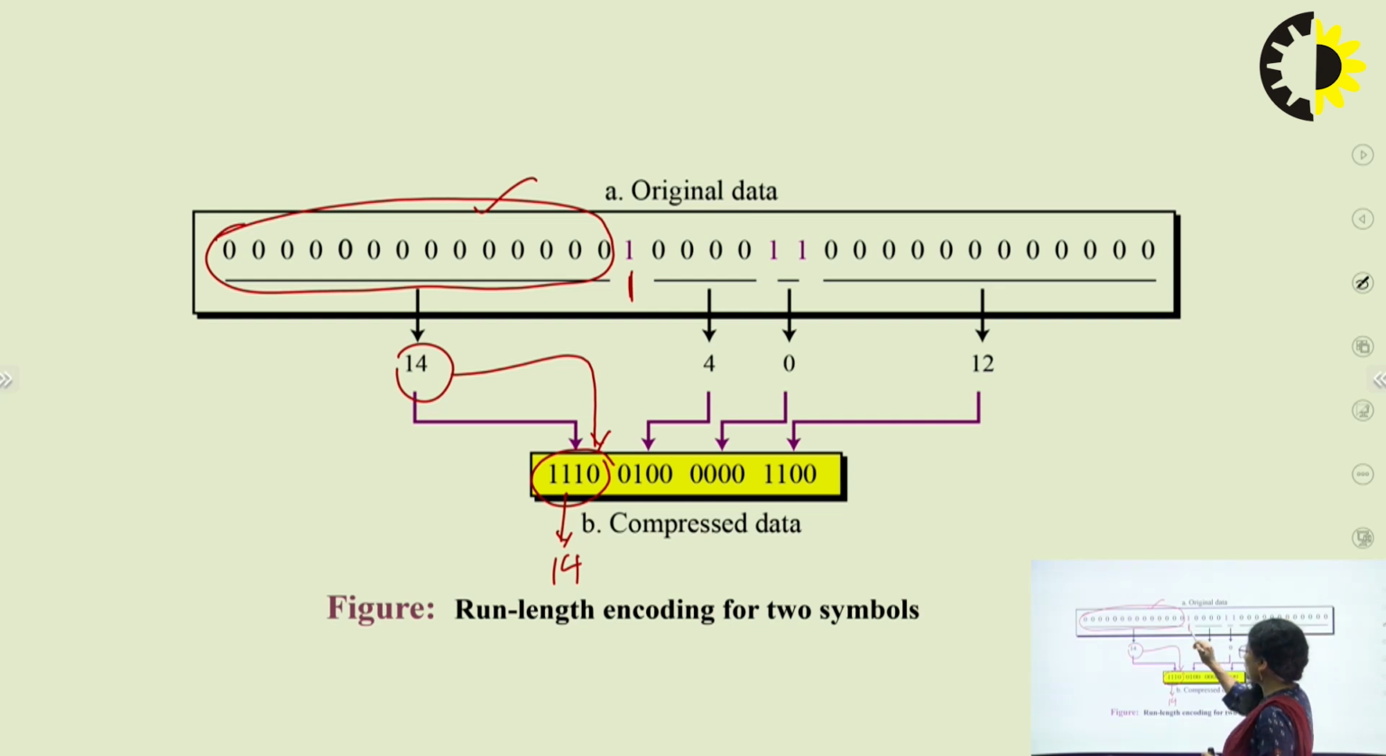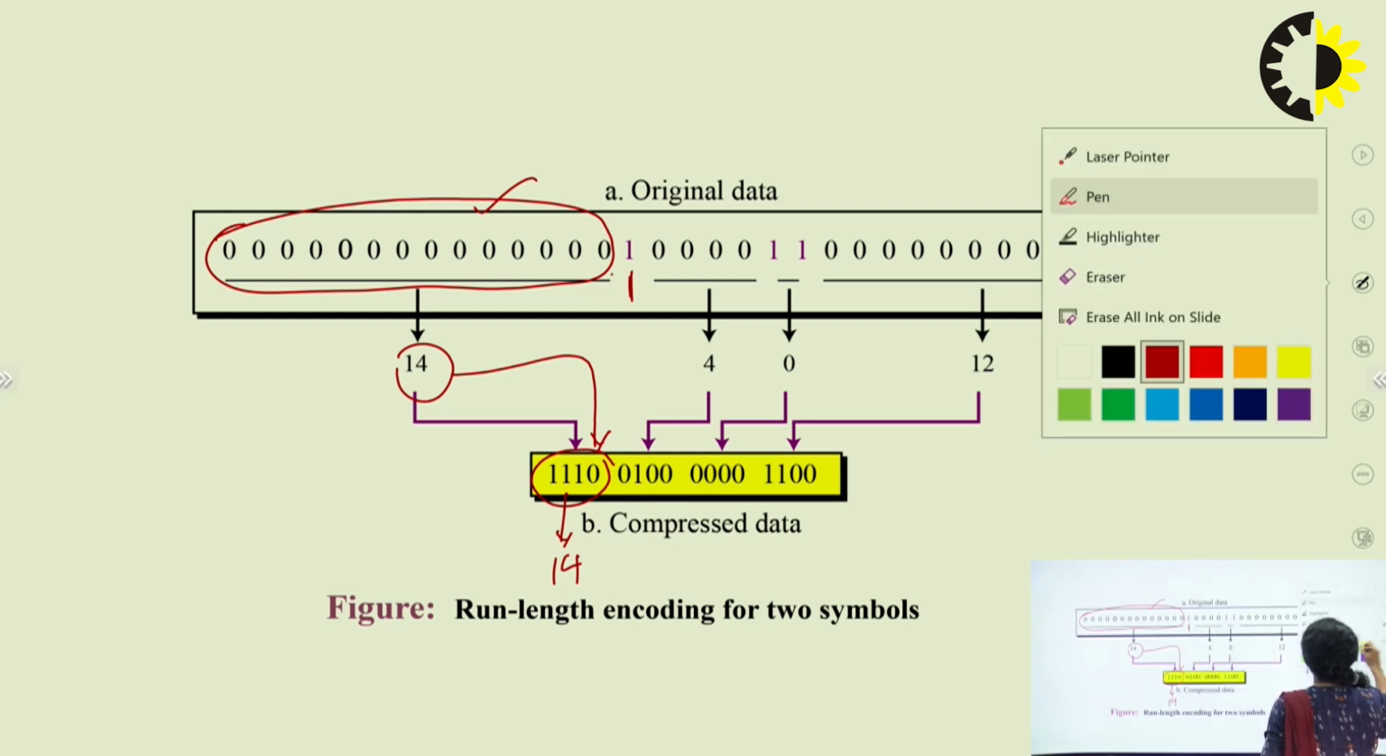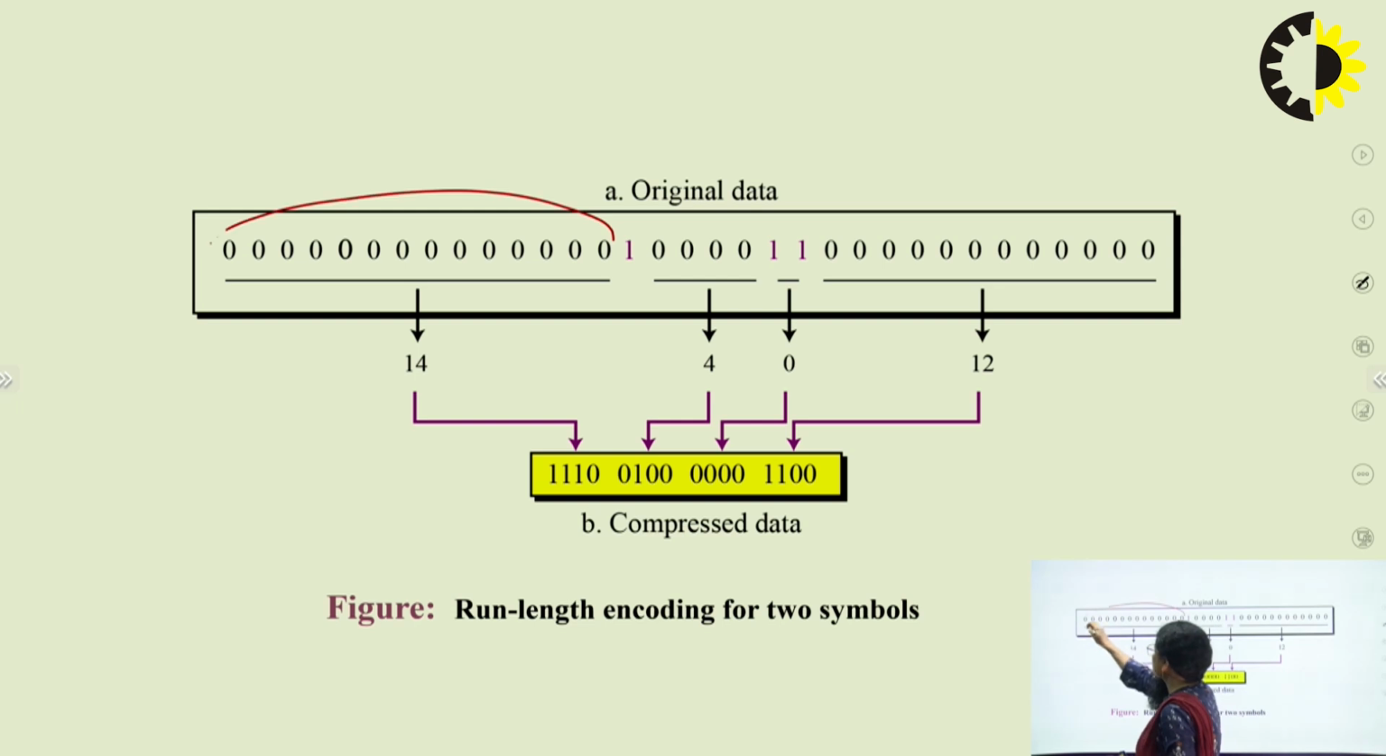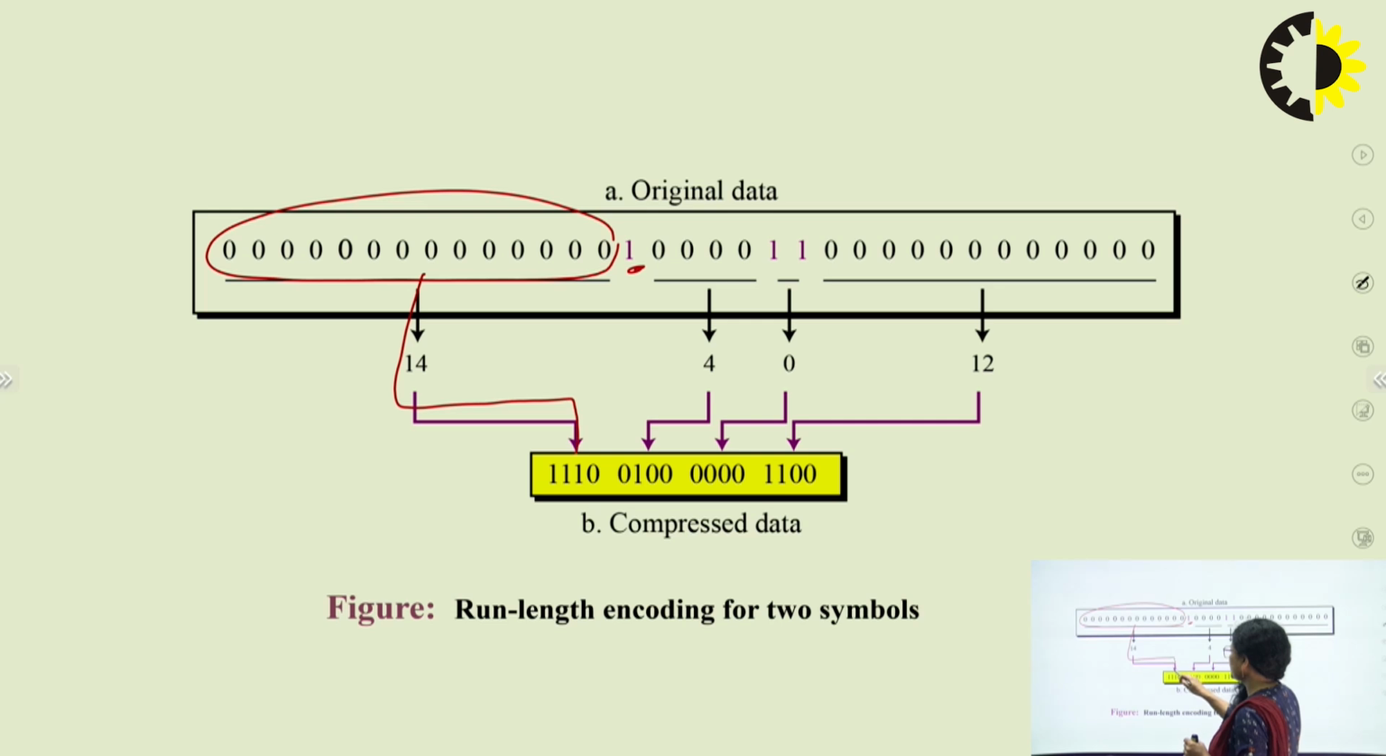We are not representing the number of ones occurring in our data. We are just focusing on the number of zeros. Whenever a 1 comes, we stop our counter. This is 14 zeros, so it represents 14 here. Then we stop the counter, and start it again when a new set of zeros comes. If you look at it, it is 4, so again represent 4 in binary form.